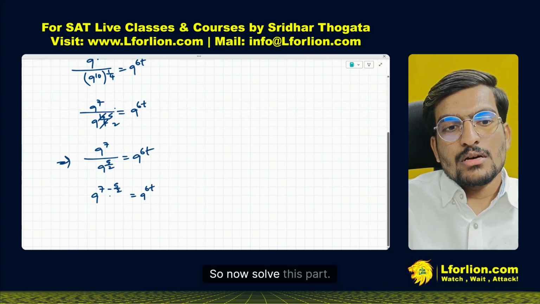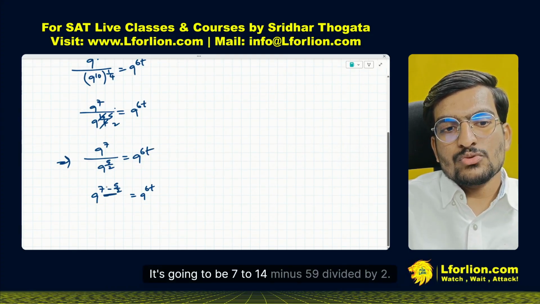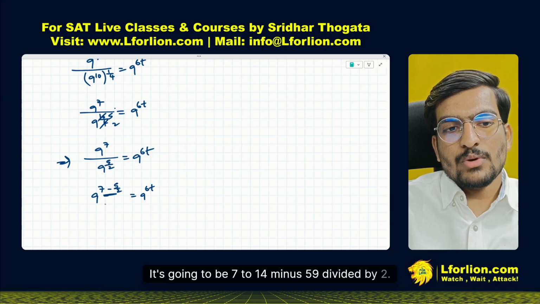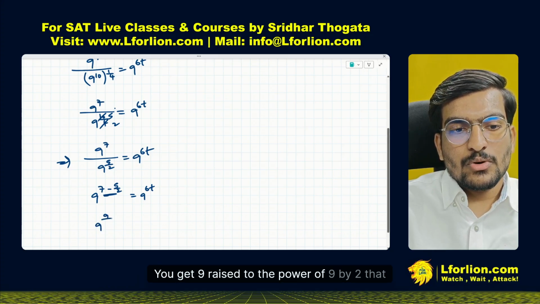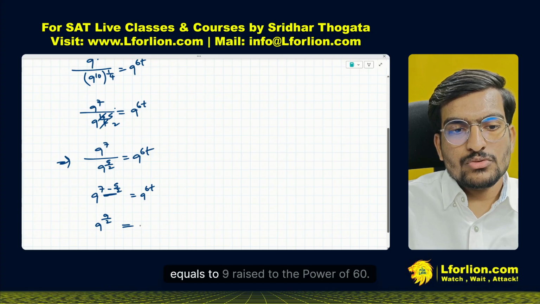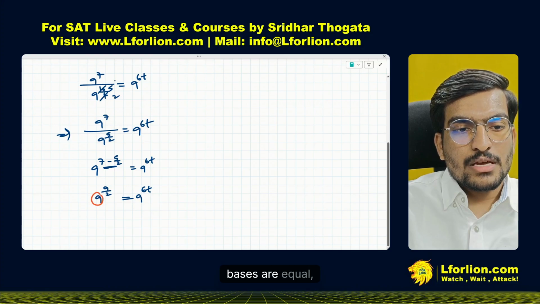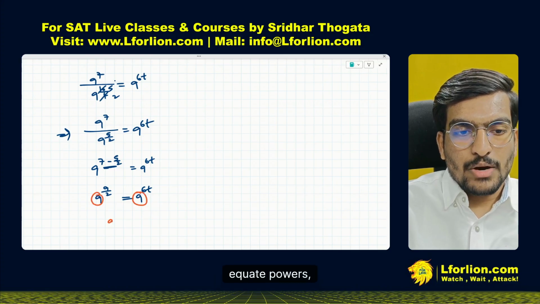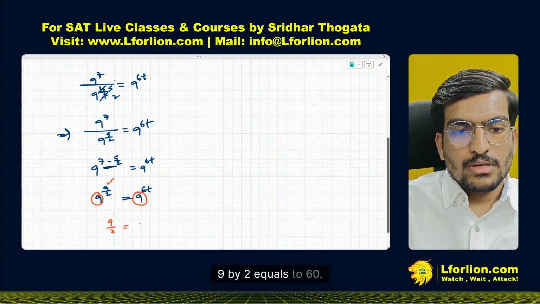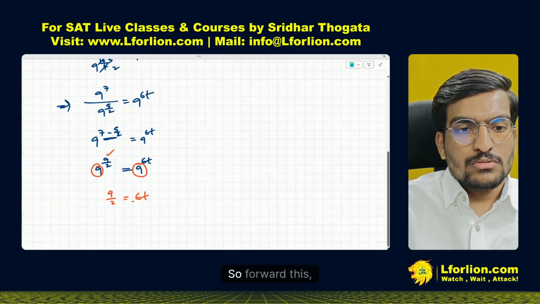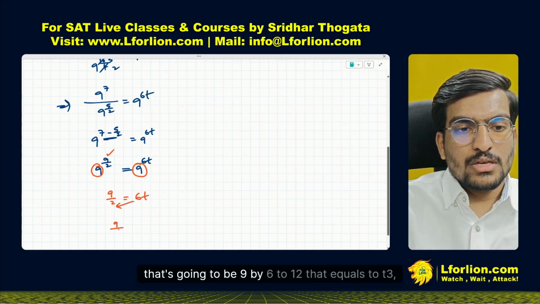So now solve this part, it's going to be 14 minus 5, 9 divided by 2, you get 9 raised to the power of 9 by 2, that equals 9 raised to the power of t. So you can see clearly now bases are equal, equate powers. 9 by 2 equals t. So that's going to be 9 by 2, that equals t.